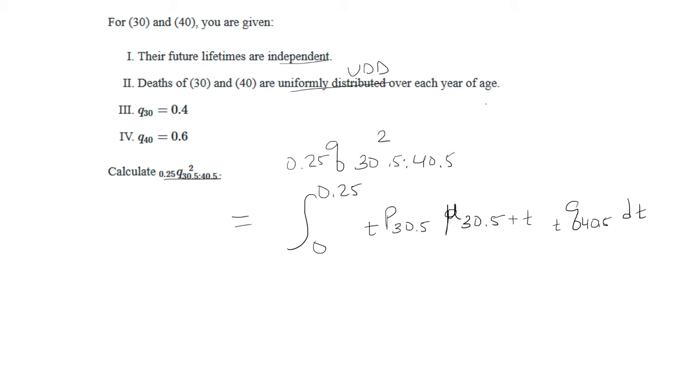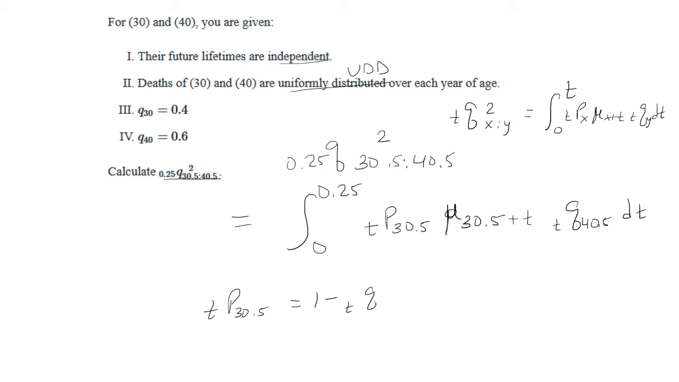So the formula that I'm using is, so let's say I have this. So integrating from 0 to t, tpx mu x plus t, tqy dt. All right. So I do have UDD here. Okay, so if I'm looking at tp30.5, that's the same thing as the complement of this, which I can write as 1 minus tq30.5 over 1 minus 0.5 q30.